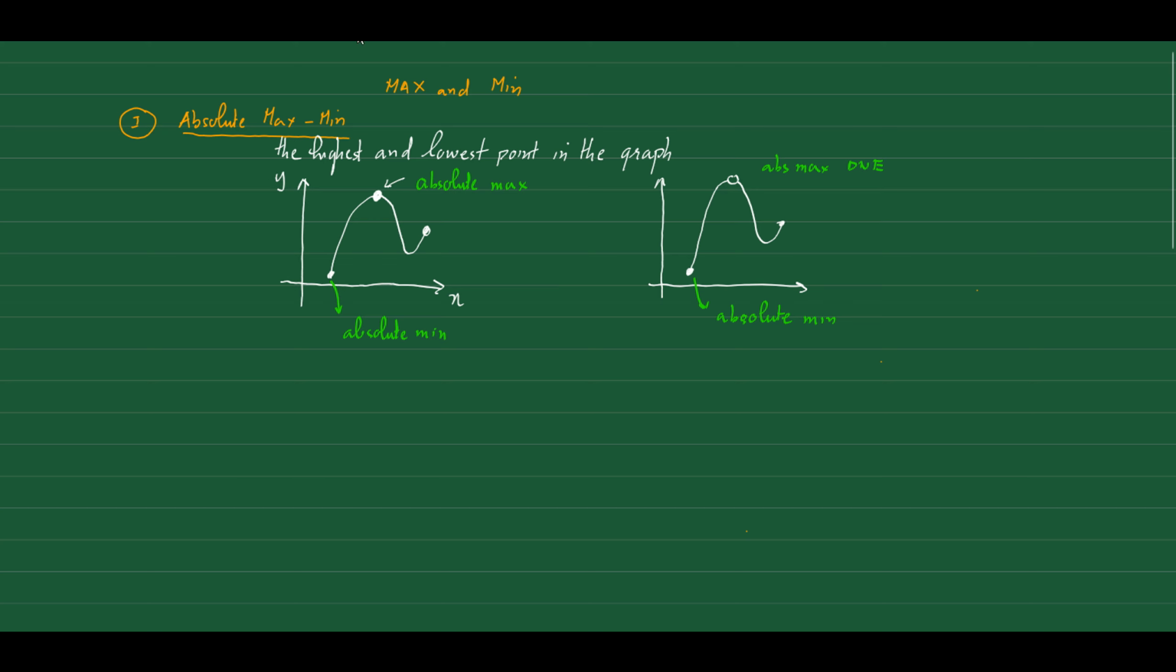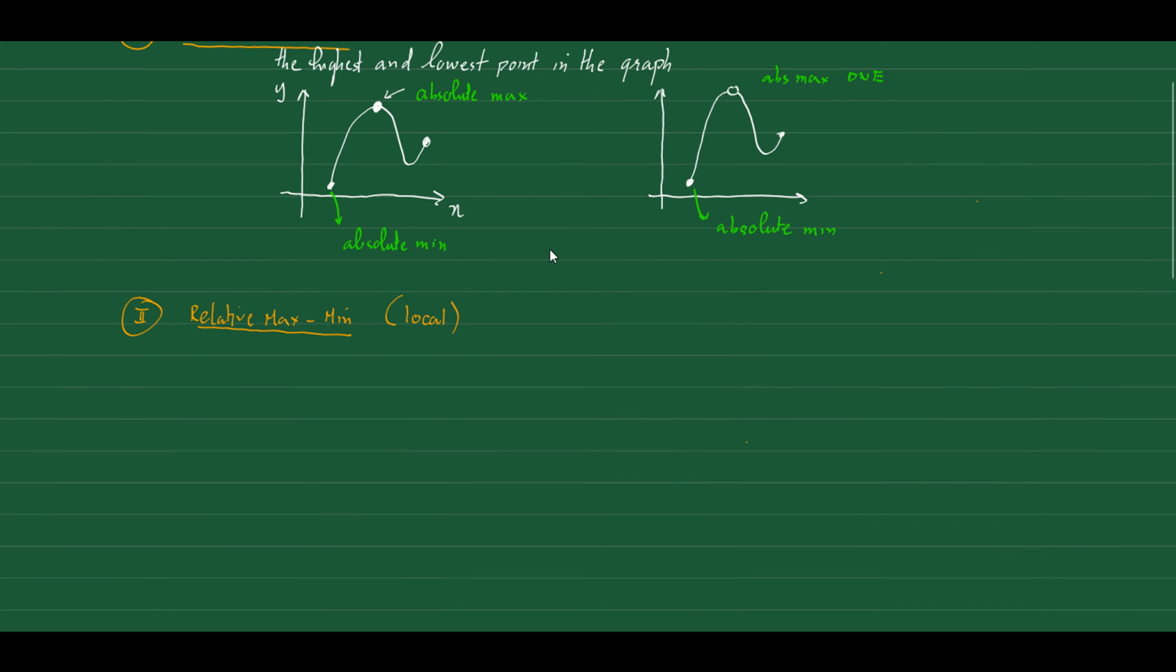Now let's jump to the second type. The second type we call relative max or min, or in some textbooks we call local max or min.